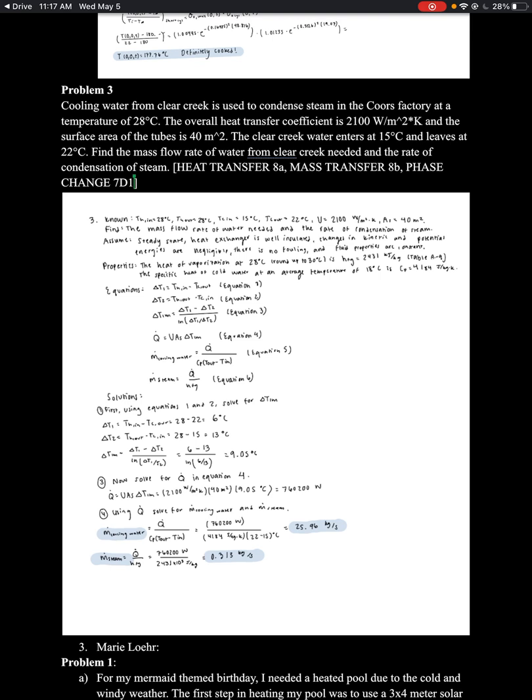So the log mean temperature is needed because this is a more accurate approximation than just delta T, and then with T_LM you can plug that into equation 4 to find the heat transfer there, and then using the heat transfer Q you can find m dot cooling water and m dot steam. The final answers are listed there below.